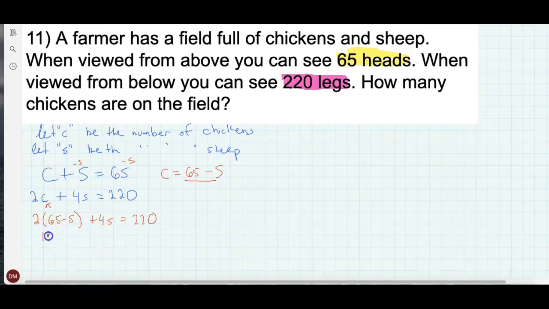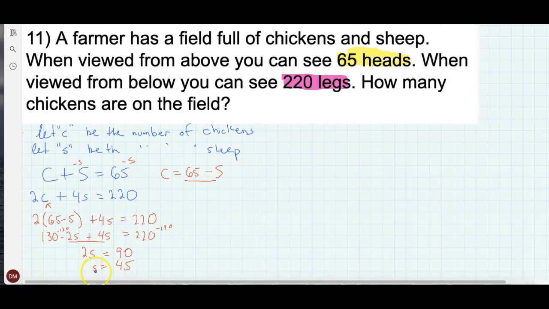So 130 minus 2S plus 4S equals 220. I'm going to subtract 130. Alright, somebody thinks something's hilarious in the background. Okay, so 2S, yeah, if I combine the like terms here, right? And I'm going to subtract 130 from both sides. So that would be 90. So S is half of 90, 45.